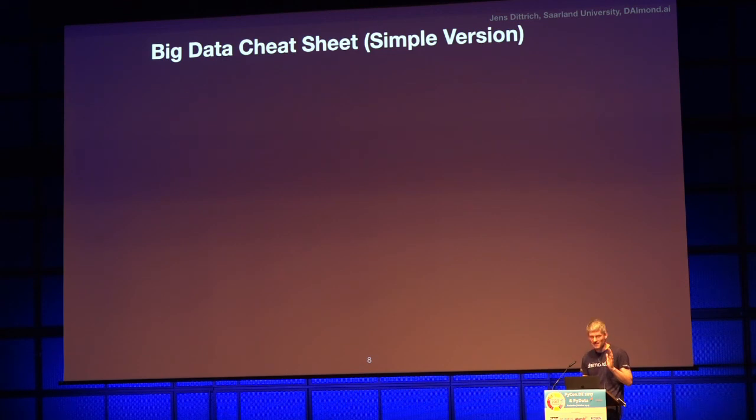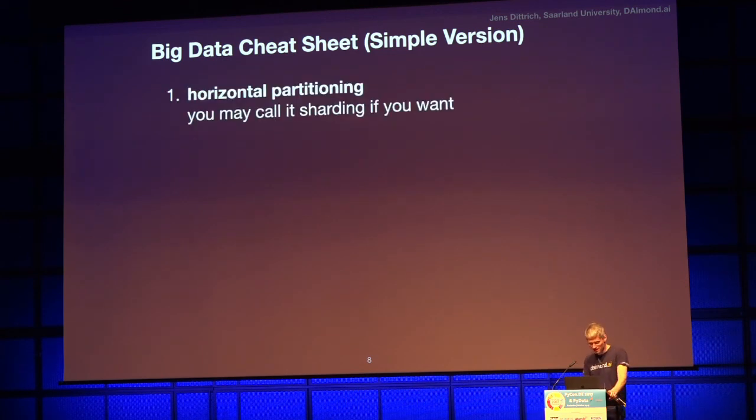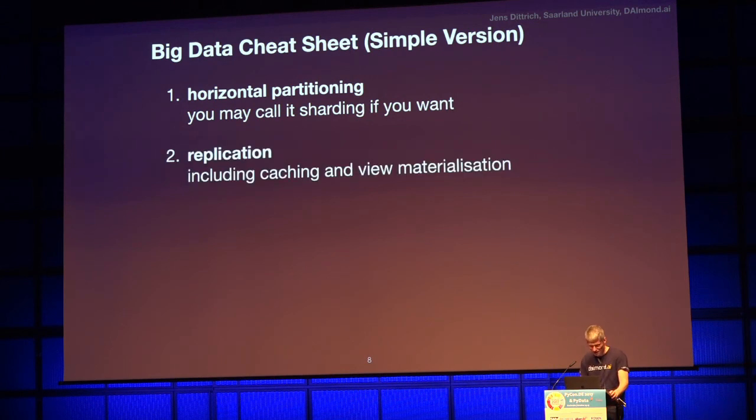I think it's only four techniques, and I just want to present them briefly. They're all super simple. One is horizontal partitioning. You chop it into multiple slices, and then you can scale indefinitely. The other is replication. Replicate it to another machine, to another layer of your storage layer. Call it caching or view materialization. It's all the same stuff. That will help a lot.